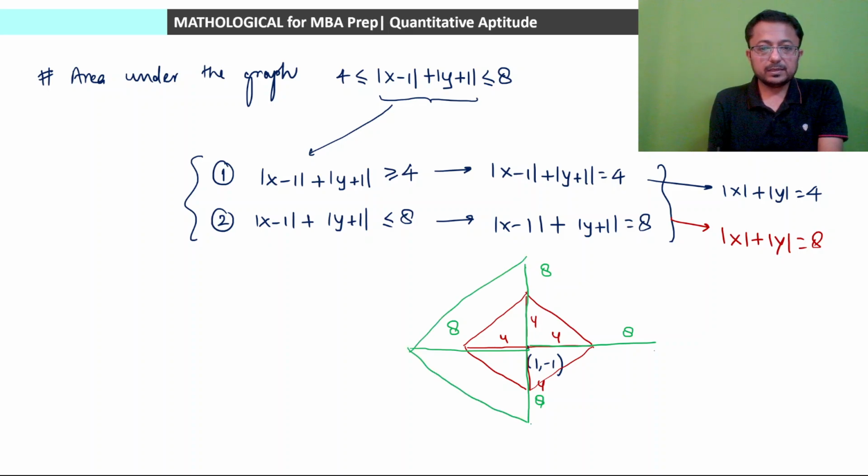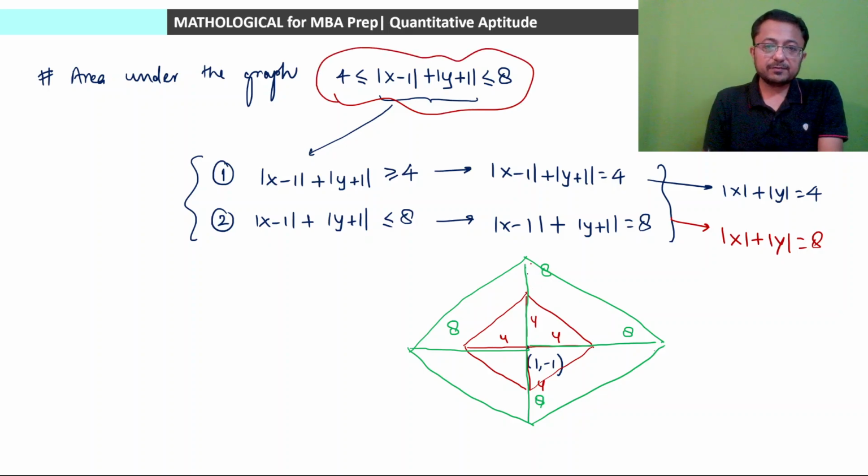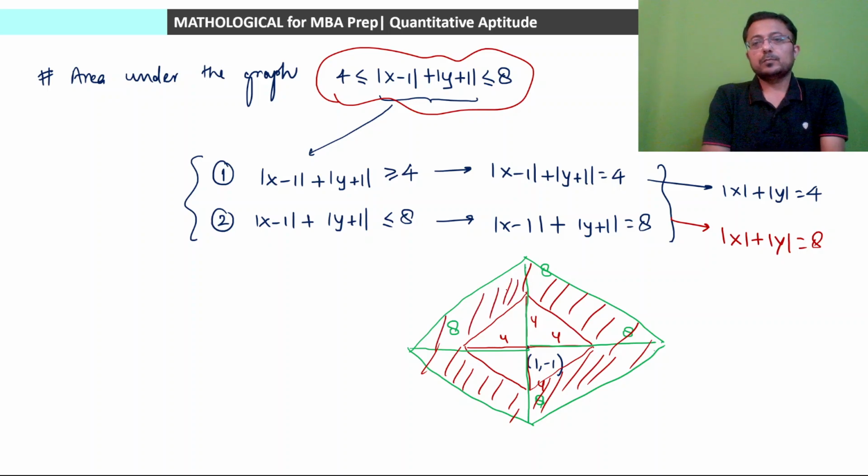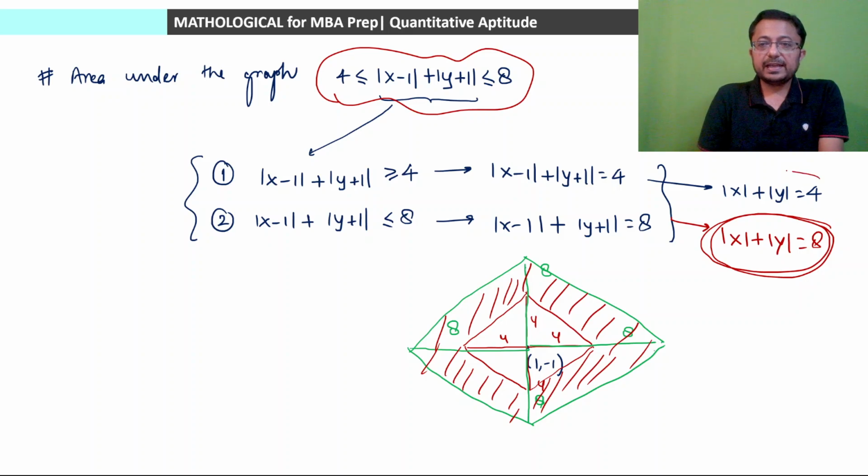So this will be the larger rhombus. And the area satisfying the modulus between 4 and 8, that region will be this region. Our concern is to find out the area of this region. So that can be found out by finding the area under this graph and then subtracting the area under this graph.